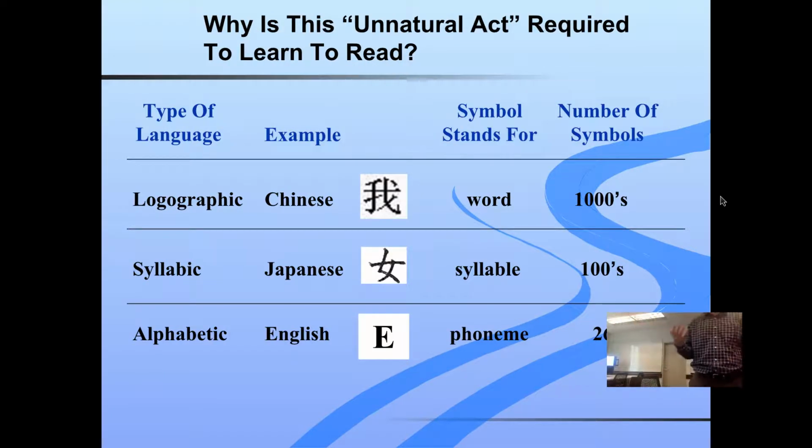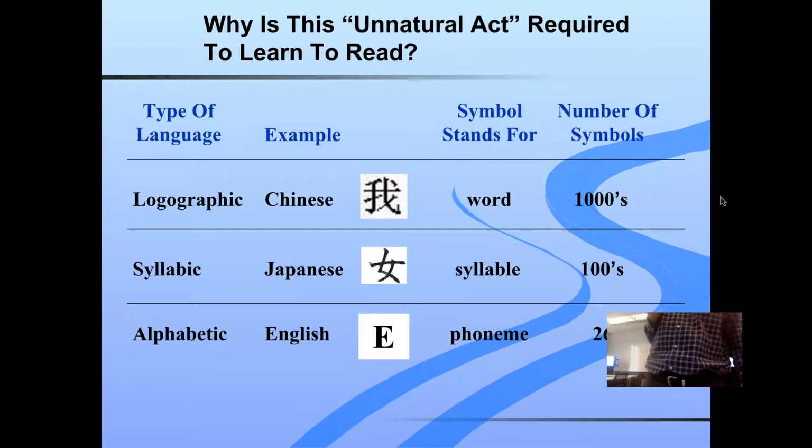Why is reading an unnatural act? Why does it not make sense? Well, in Japanese, for example, each character is syllabic. It represents a syllable. There's hundreds of different syllables. We have a phoneme-based language, so there's 26 symbols, right? There's 26 letters. Those 26 letters can make 44 different sounds together.